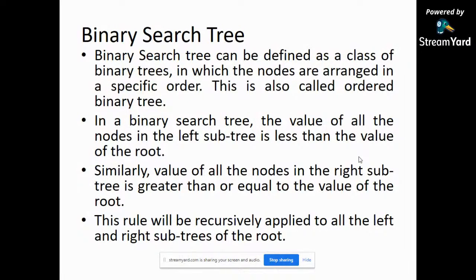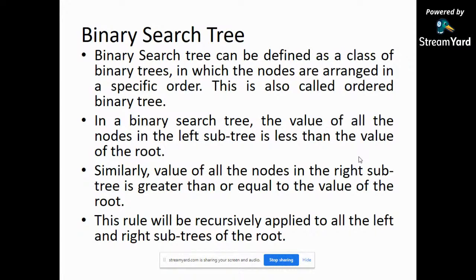So this much is there for binary tree. Now next is binary search tree. A binary search tree can be defined as a class of binary trees in which the nodes are arranged in a specific order. This is also called an ordered binary tree. So binary search tree is again a class of binary tree. It is a part of binary tree, and it is also called an ordered binary tree.